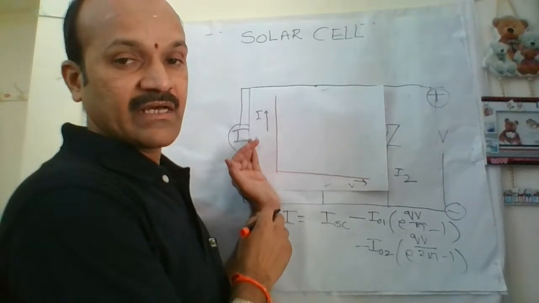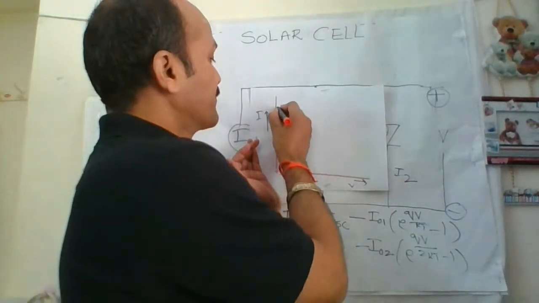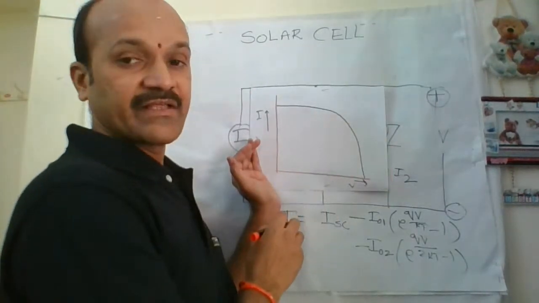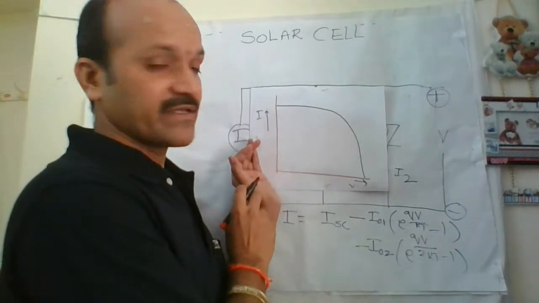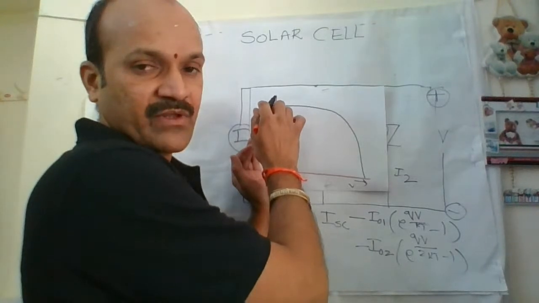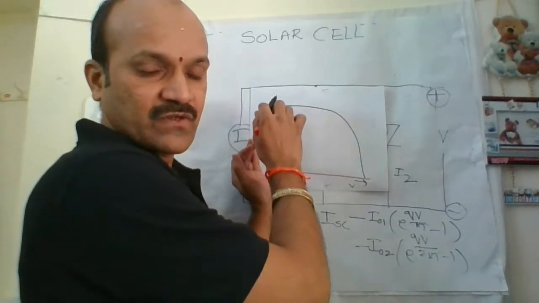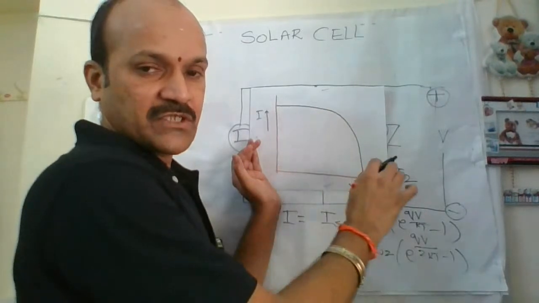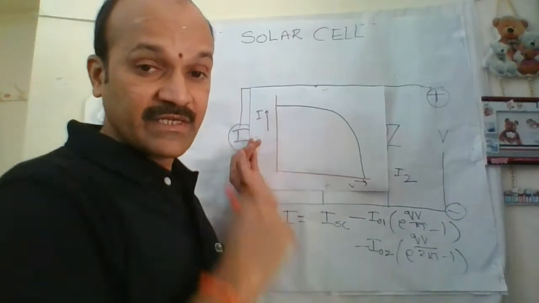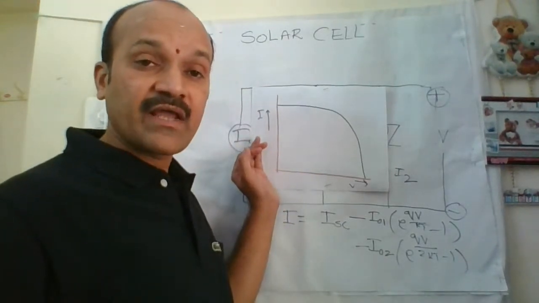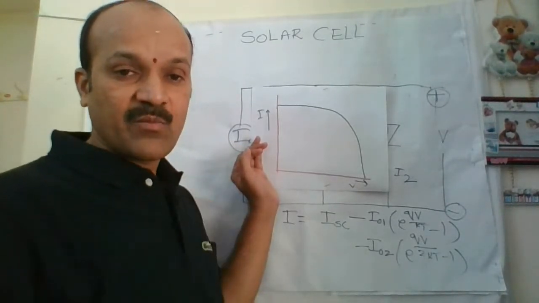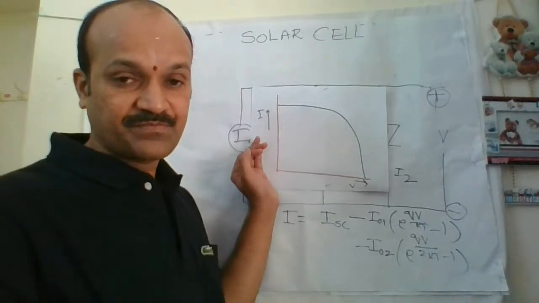On the y-axis I and the x-axis V, you got a variation like this. The variation of current is almost zero even though you increase the voltage. And one more important calculation we see here: in the solar cell IV characteristic, there are three important parameters, three important figures of merit.